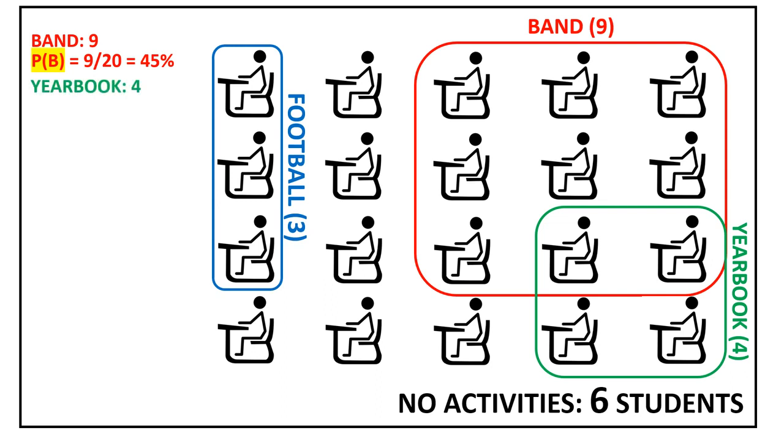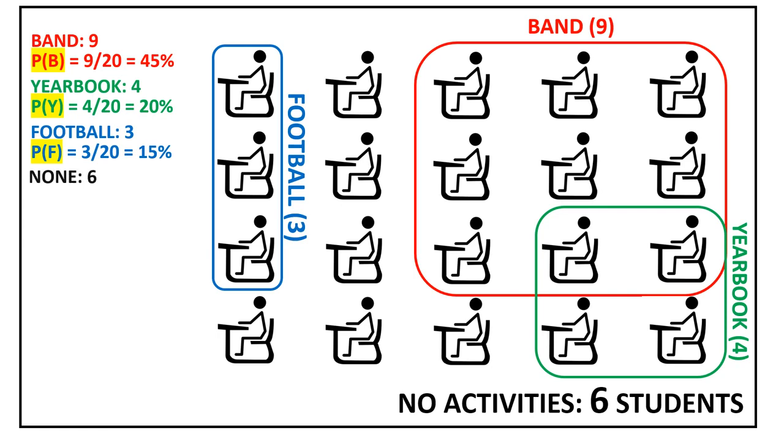We have 4 students in yearbook, so this is 4 out of 20, 1/5, 20%. There are 3 football players, and 3 out of 20 gives us 15%. Then we have the 6 that are not in any activities. 6 out of 20 is 30%. But wait, this adds up to 110%. The reason for this has to do with the overlap between the yearbook and the band students.